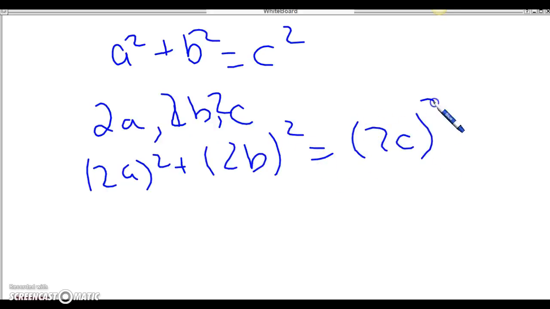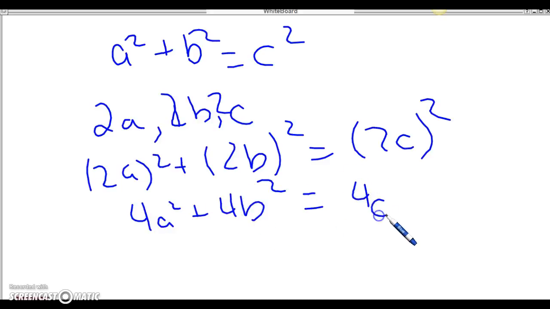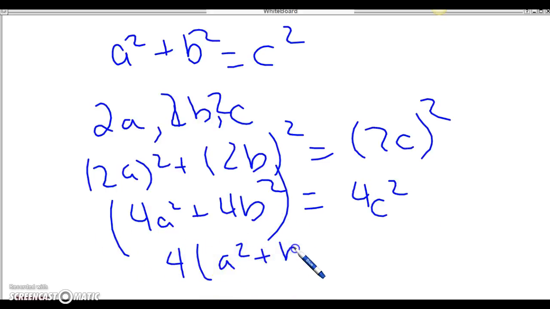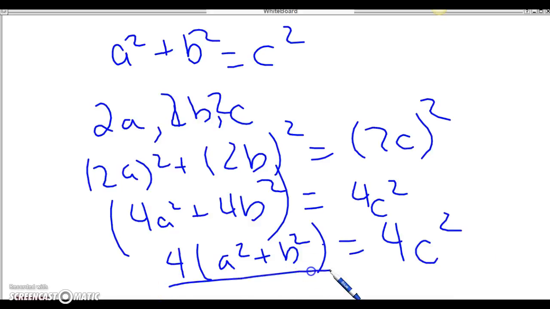So I plug it into my equation and I get (2A) squared plus (2B) squared equals (2C) squared, which gives me 4A squared plus 4B squared equals 4C squared. Well, I can actually factor out this 4. So I get 4 times A squared plus B squared equals 4C squared. And I can divide both sides by 4. And I get that original equation. So multiplying by 2 didn't change it. There still would be a right triangle.